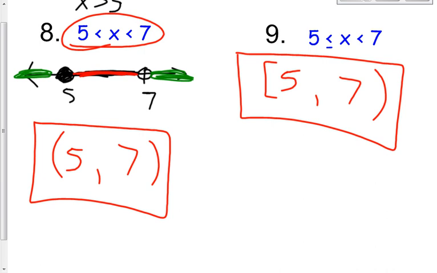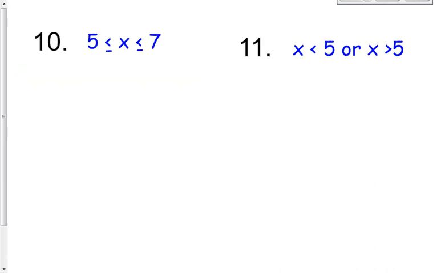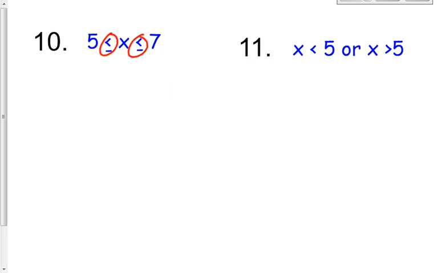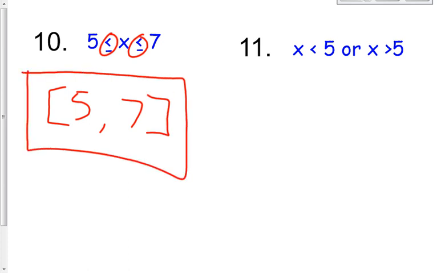All right, moving onward. Number 10. This time, 5 is less than or equal to X, and X is less than or equal to 7. Because they are both less than or equal to, the only difference from 8 and 9 is this time they're both going to be brackets. We start at 5, and it can equal 5, so we have a bracket. And then it goes to 7. It can equal 7 because it's less than or equal to it, so we have a bracket. Bracket 5, comma, 7 bracket.